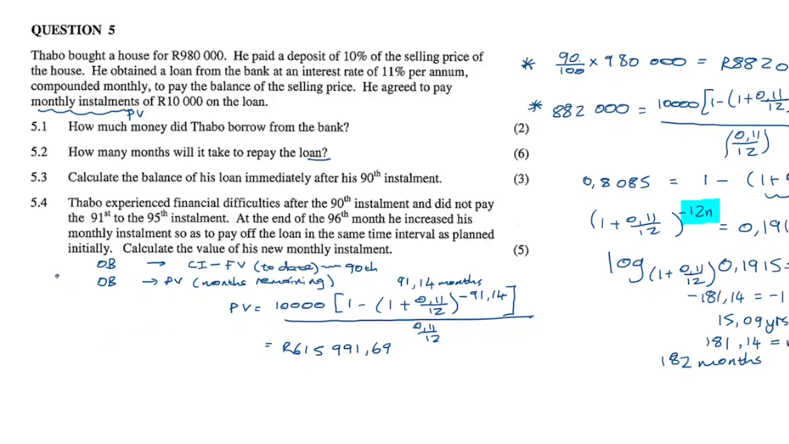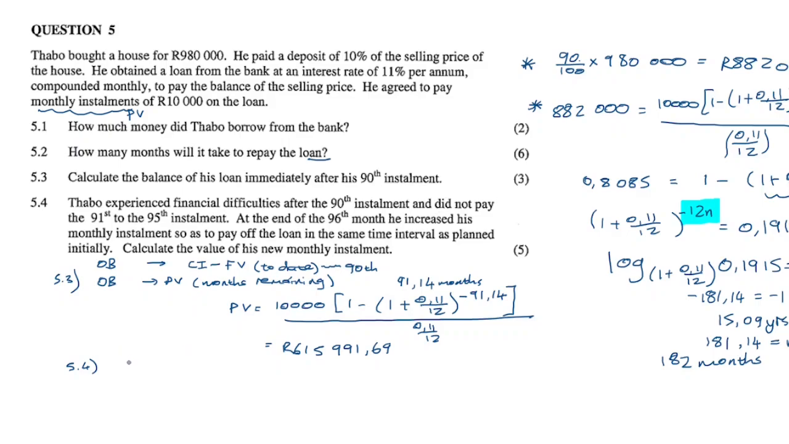And so the last bit of the question in 5.4, which is quite realistic, it could have happened during COVID, that you can't make payments because you've lost your job or something. And so Thabo experienced financial difficulties after his 90th payment, and he did not pay the 91st, 2nd, 3rd, 4th, 5th. So he didn't pay 5 of his installments. And at the end of the 96th, he increased his monthly installments so he can still pay off the loan in the same time.